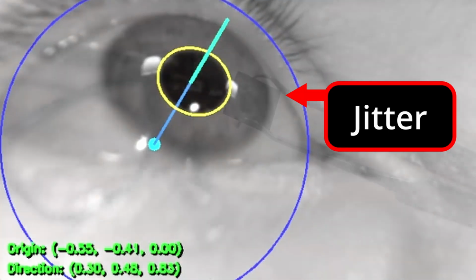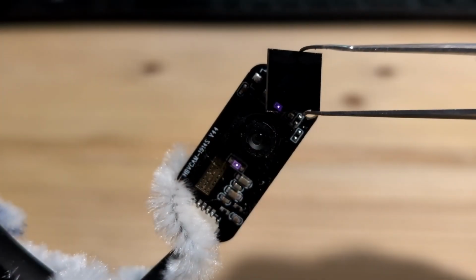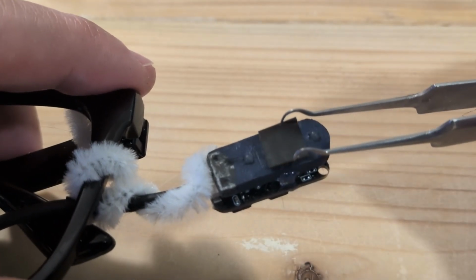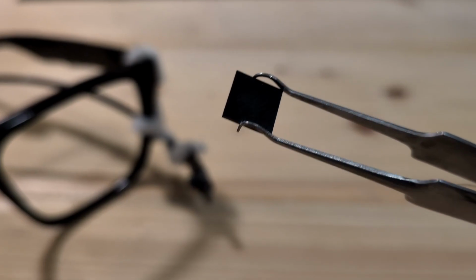For eye tracking, this little piece of black glass is extremely important for getting a crystal clear image. In this video, I'm going to show you how it works and how to install it on an eye tracking camera. First off, let's take a look at what it actually is.